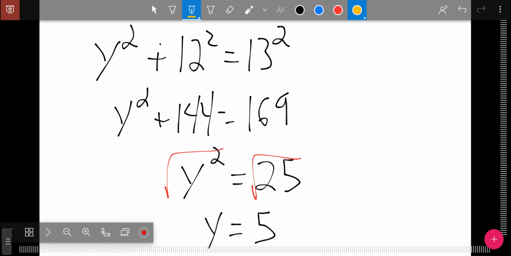All right, hopefully you set that up. 12 squared is 144, 13 squared is 169. You subtract the 144 over, then you throw that square root into it, and you get y equals 5. Hopefully you were able to successfully do that as well.